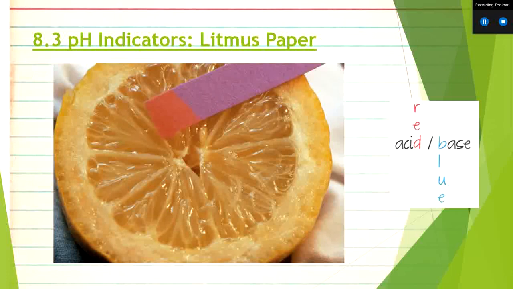All litmus paper does is tell us if a solution is acidic or basic. So if you take blue litmus paper and you touch it to an acid, it will turn the paper red. And if you take red litmus paper and touch it to a base, it will turn the litmus paper blue. So again, you can remember blue for base. And then the other option would have to be acidic, so red for acid, and blue for base. So it doesn't really distinguish individual pHs, but just tells us if we're dealing with an acid or a base.